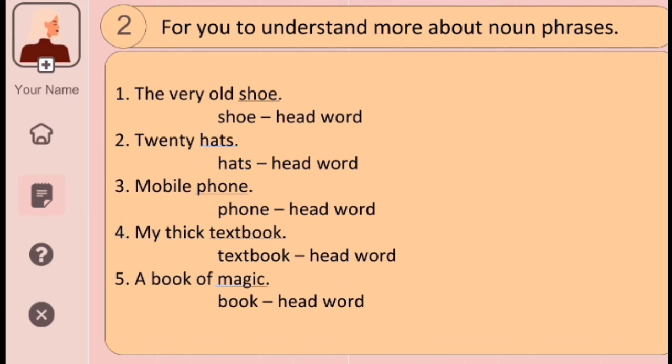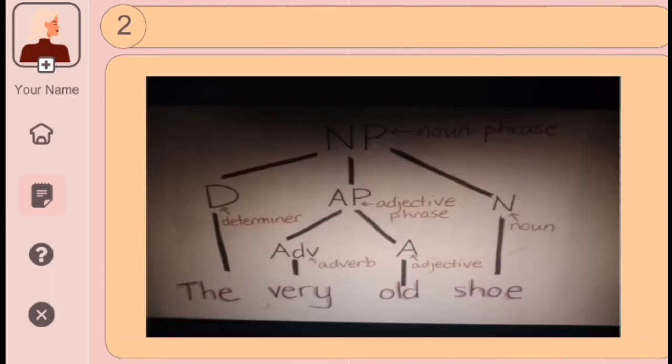Linguists present the information in trees. Now, I am going to show you what a noun phrase might look like in a tree, and we are going to use example number 1, the very old shoe. So at the top of this part of the tree, we have the noun phrase. That's what NP stands for. And then that noun phrase is divided into three: the determiner, which is the, an adjective phrase, and then the noun. The noun is shoe.